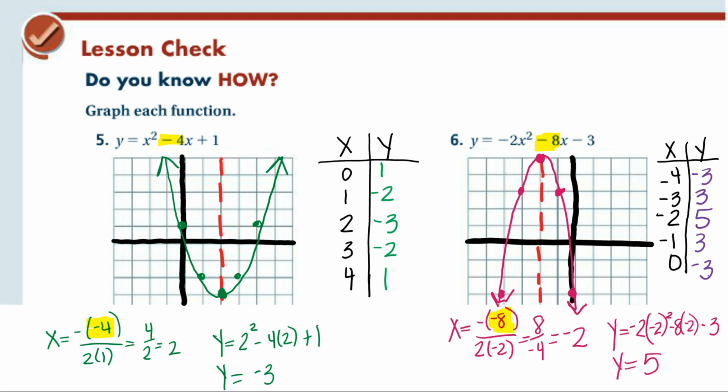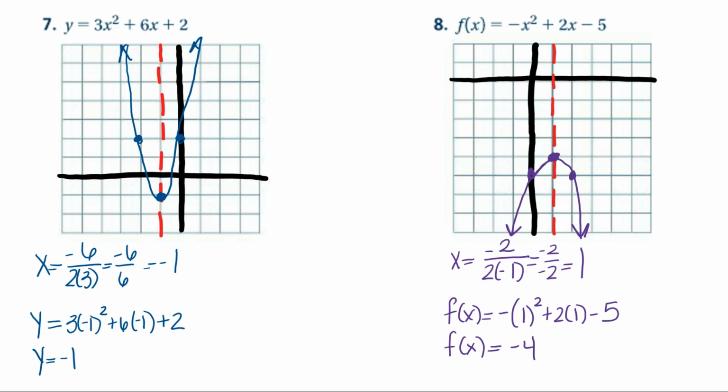I'm going to pause for just another moment for you to finish 7 and 8. All right, so 7 and 8. For 7, we had a b value of +6. So -6 divided by 2 times 3, -6 divided by 6 gave me an axis of symmetry of -1. Do my t-chart. So I know -1 is where my vertex is, so 2 to the left would be -2, -3. 2 to the right would be 0 and 1.